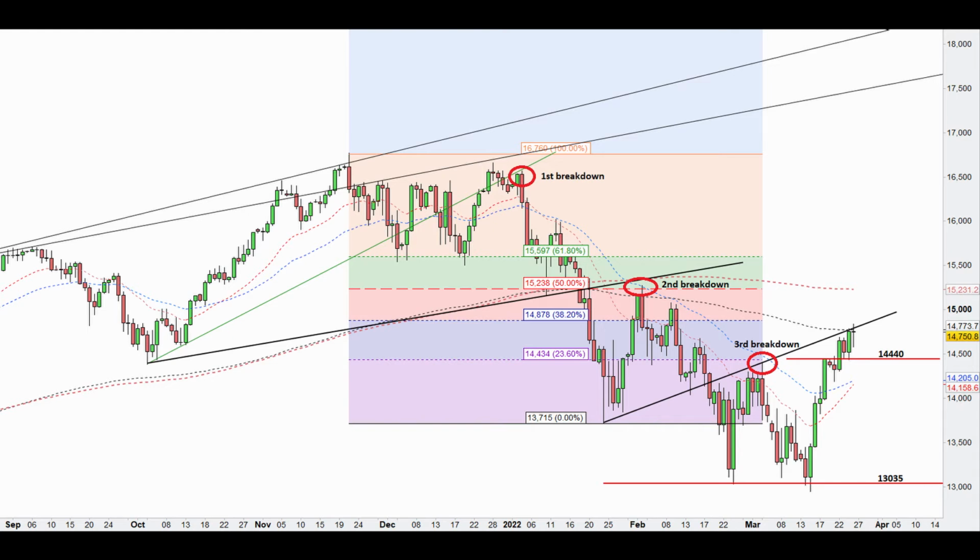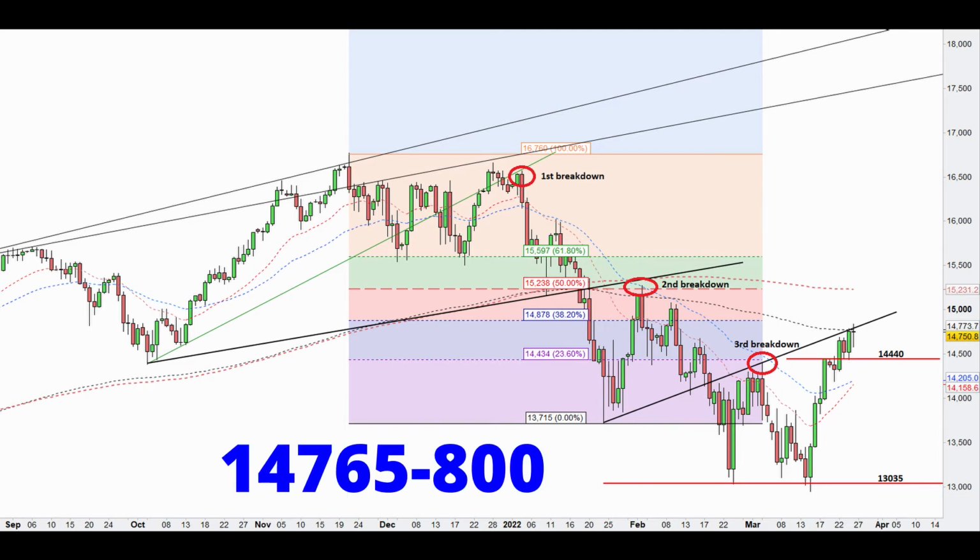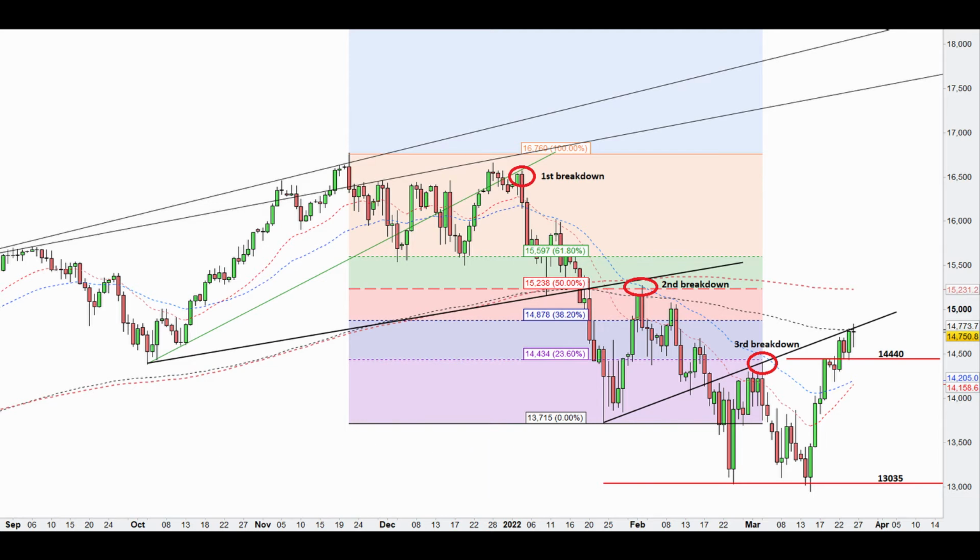If price did come off and hold say the 14,135 to 150 level, which coincides with the 20 and 40-day moving averages, this would be a positive and likely confirm a low is in place, including that double bottom around 13k. So to summarize, the upside level to watch is 14,765 to 800. Above that, and it's on to 15,230 being the 200-day moving average.